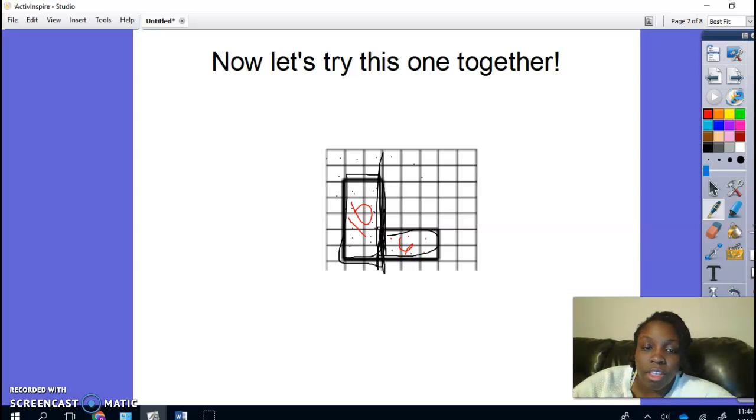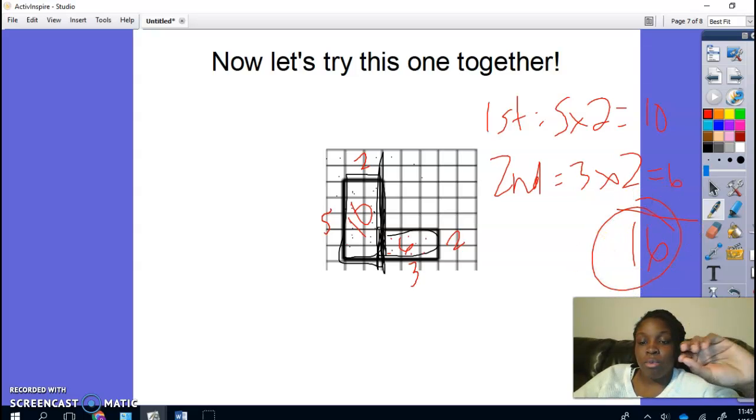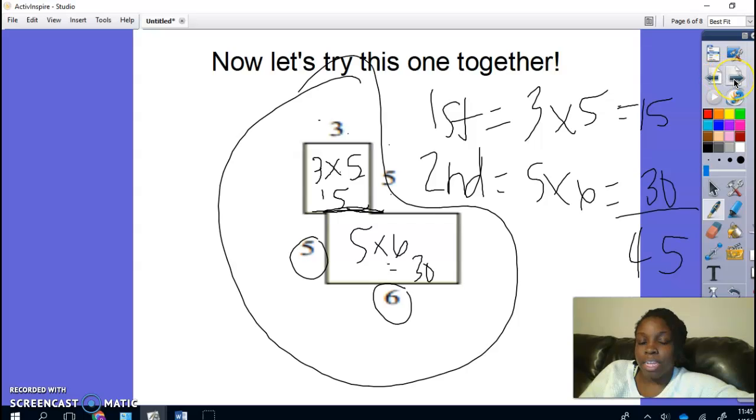So another way we can do this is you can just look on the sides also and put your dimensions on the side. So I know this is 5, 1, 2, 3, 4, 5, and this is 2. So I know my first rectangle is 5 times 2 equals 10. And for this rectangle, I see it's 3, 1, 2, 3, and 2 on the side. So 3 times 2 obviously is 6. So that's my second area. And now all you have to do is add 10 plus 6, which is 16. So my area is 16 for this image. Sometimes you may see it with squares instead of it being blank without the squares like this.